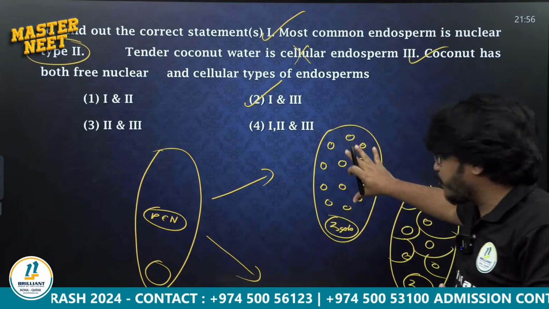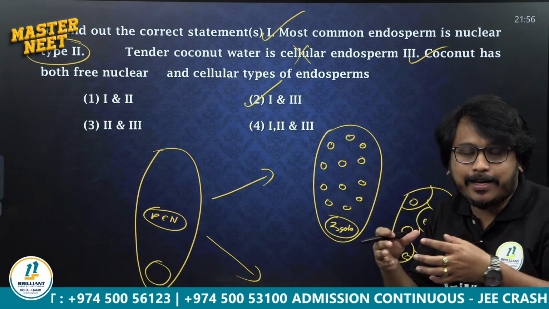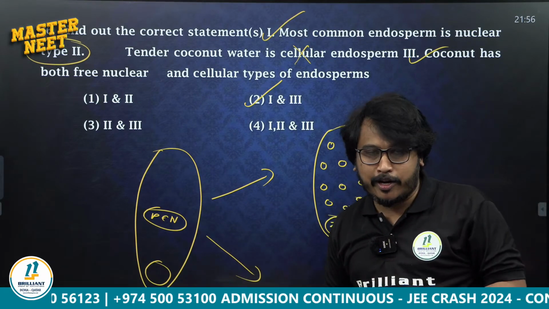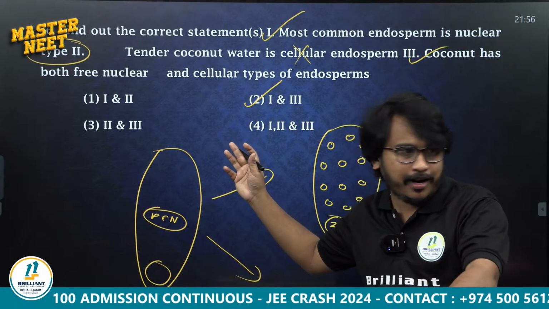So remember, there is free nuclear endosperm, that is coconut milk fluid, and around that the white kernel that is appearing is cellular endosperm, and the most common type of endosperm is also free nuclear endosperm.